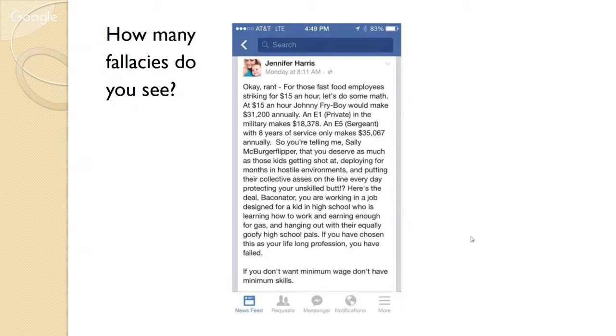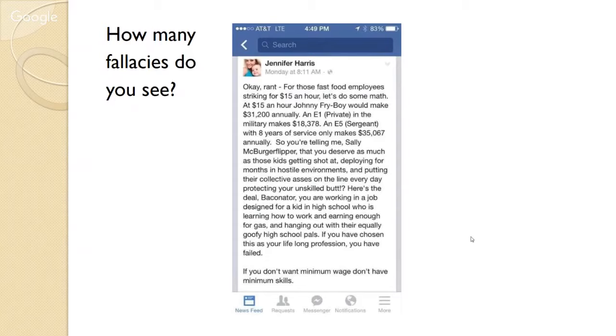So I see about 5 fallacies here. Okay, rant. For those fast food employees striking for $15 an hour, let's do some math. At $15 an hour, Johnny Fryboy would make $31,200 annually. Okay, so we see ad hominem by attacking, name calling people who advocate for raising the minimum wage.